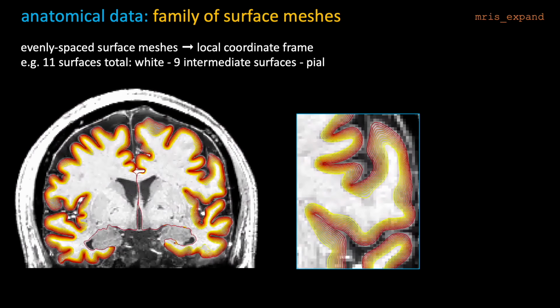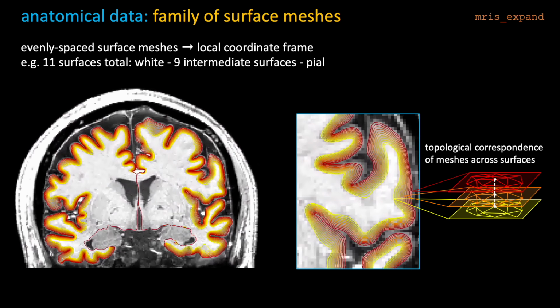And an important thing to mention here, or highlight again, I think I mentioned it before, is that there's a topological correspondence between the surface meshes. So each vertex will have a brother in the corresponding location on the next surface, and that works across all of them.